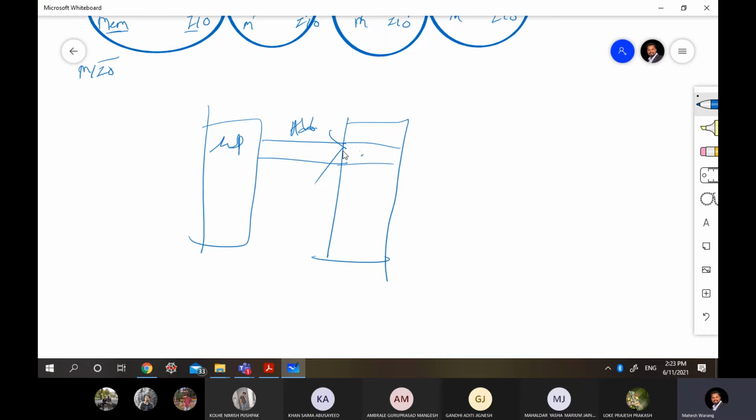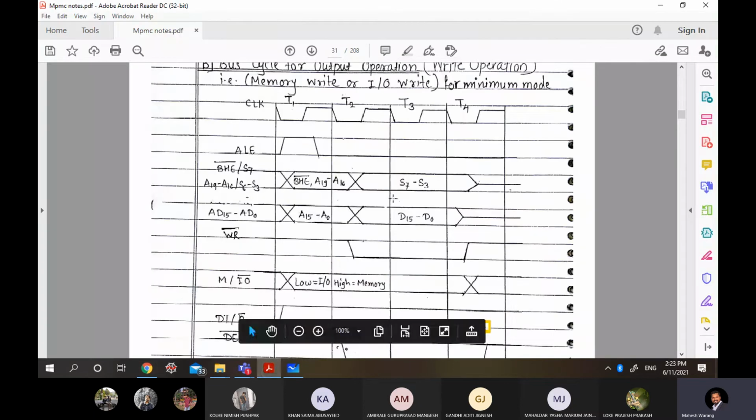Okay. So memory write means what? First of all you have to find out the address at which location you have to write, and as soon as you get that address, write it. That's it. Now that is the same thing which you are going to do. Okay. Now see how to do it. Try to understand by using a timing diagram. Okay. Now this is a timing diagram.